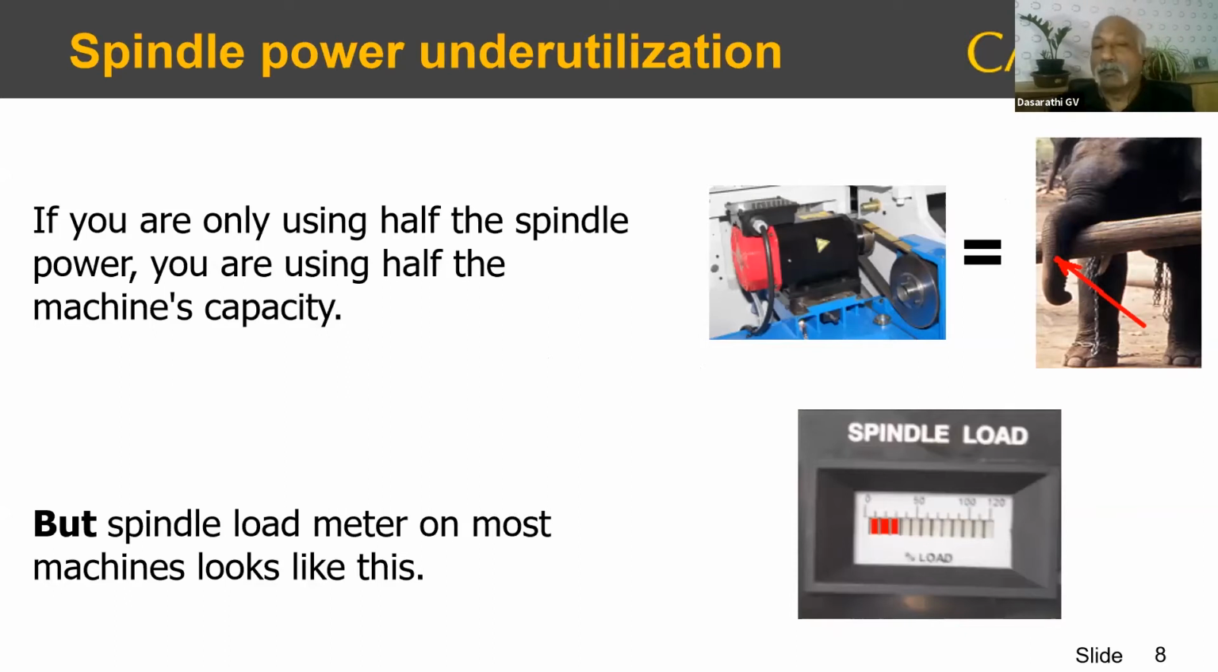You also have the motors for moving the axes, the axis servo motors and so on. But the primary cutting power comes from the spindle motor, right? Now, if the spindle motor is equivalent to your elephant's trunk, you should be making use of the spindle motor to the maximum possible extent. But unfortunately, typically we don't.